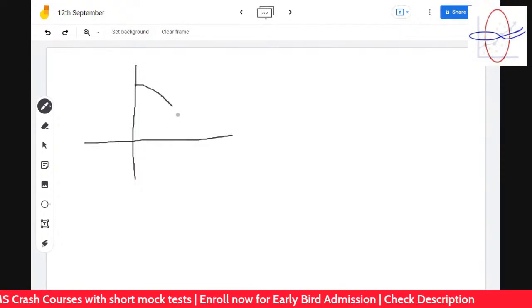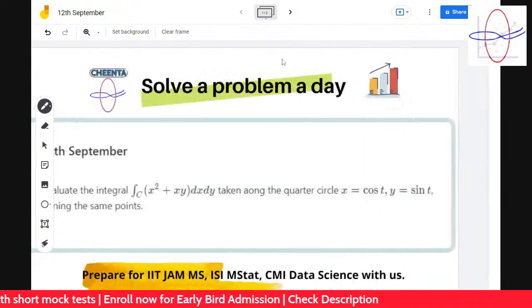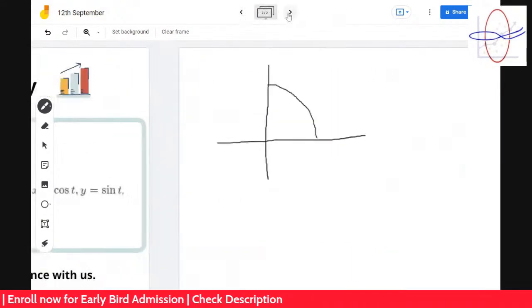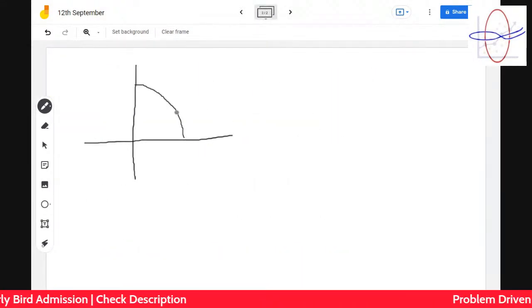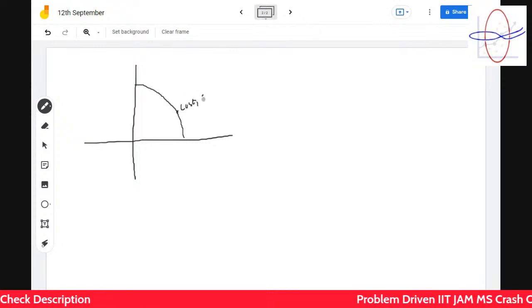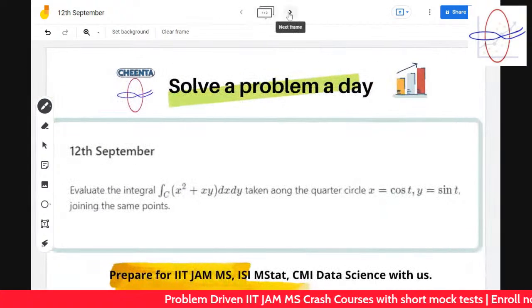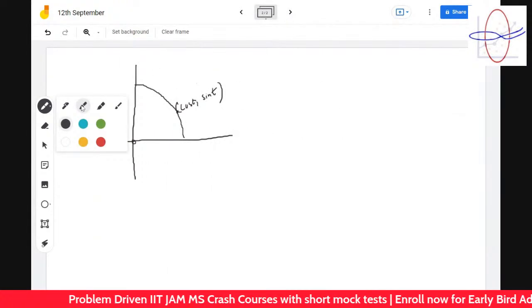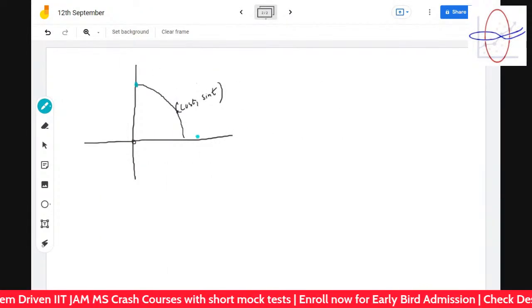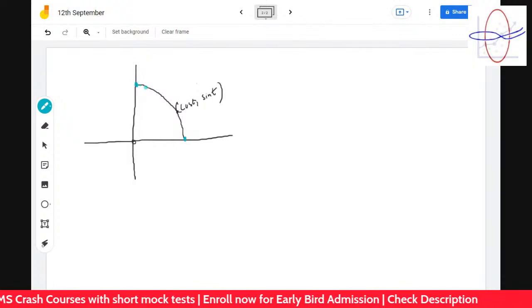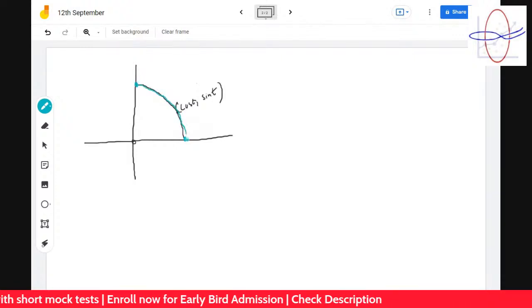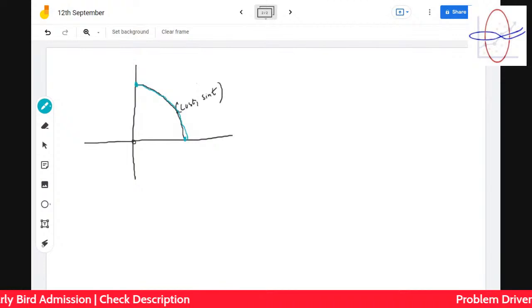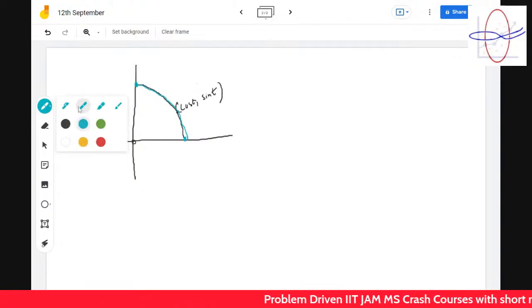This is the line segment, one quarter of a circle, where the curve is cos t comma sin t. That is, the radius is 1 with center at 0 comma 0. That is a circle, and this is the line on which you have to integrate, with the two endpoints. That is the basic idea, and what you need to do is understand the solution of this.